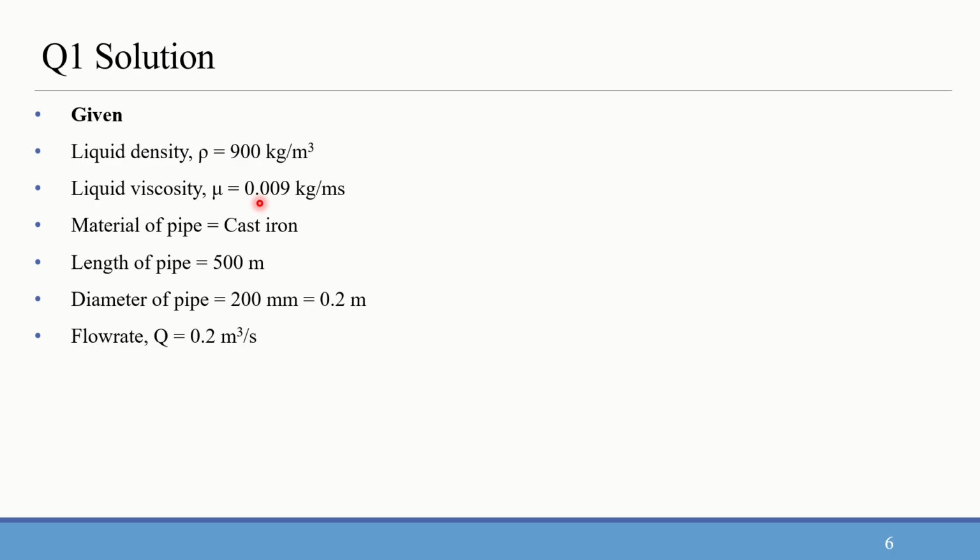And what else? Flow rate is given as 0.2 meter cube per second. And what do we need to find? We need to find the average velocity V. And as I mentioned, how are we going to solve? We are going to solve it by using V is equal to Q by A.